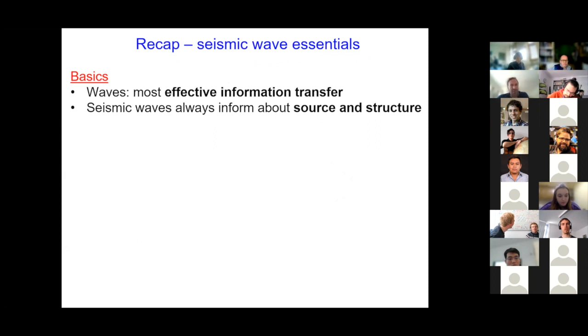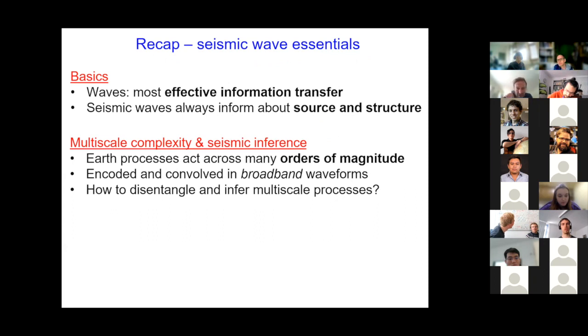So of course, we know this, that waves are extremely efficient in transporting information, probably the most efficient type of physical transport. And I think we should never forget that they always carry information about both the source and the structure. When we do a seismic analysis, we often try to separate one from the other, but in the end, you cannot separate them. And more pertinent to the topics of today for me are the ideas and problems associated with multi-scale complexity. So of course the Earth's processes act across many orders of magnitude, I think 7 or 8 at least, that are of relevance for seismic motion.